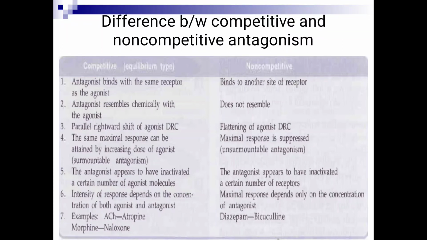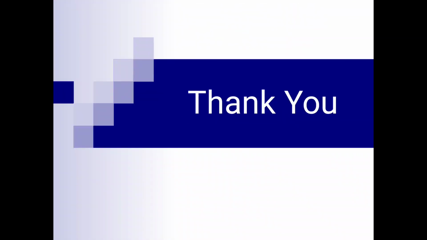Where drug graph is going in DRC, non-competitive antagonist is flat, and competitive antagonist DRC is going rightward. Example of competitive antagonist is acetylcholine and atropine, morphine and naloxone. An example of non-competitive antagonist is diazepam and bicuculline. So here we complete the pharmacodynamic session. Thank you very much.